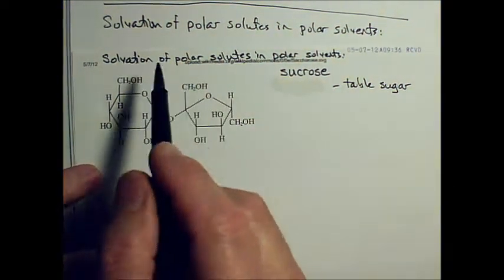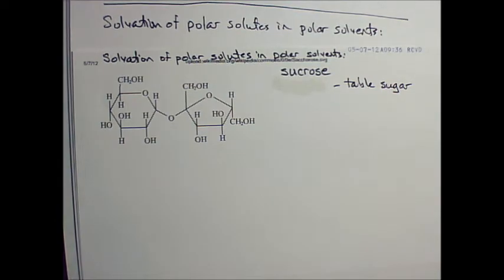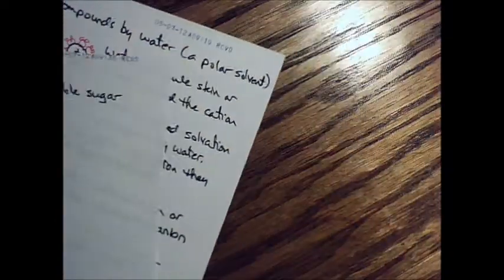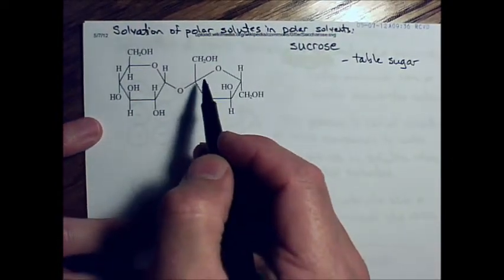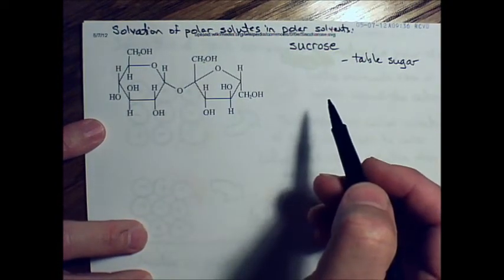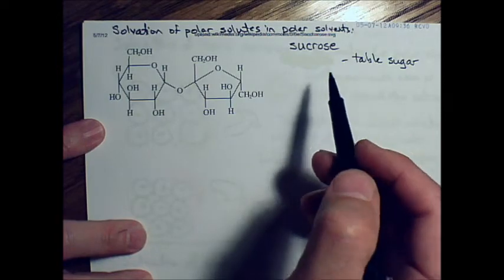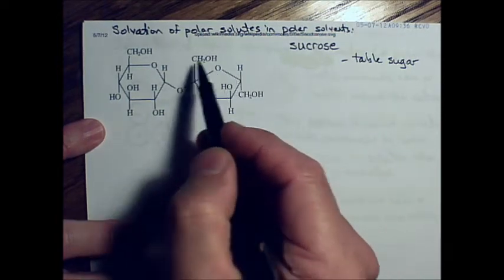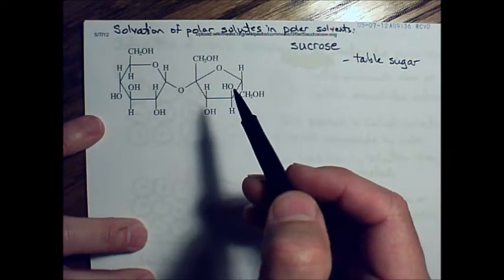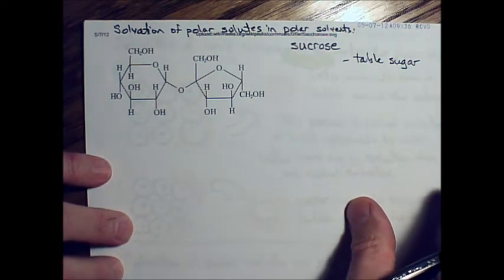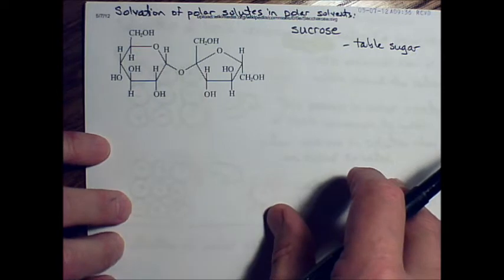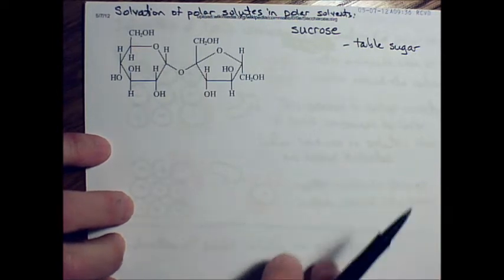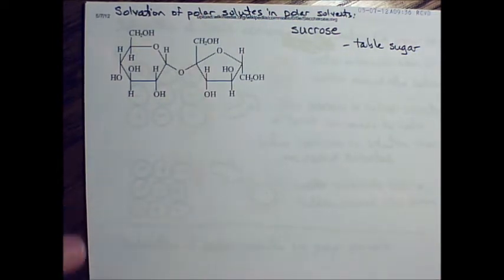Right, so we're talking about the solvation of polar solutes in polar solvents. What I have here is a solute, table sugar. You know that table sugar can be dissolved in water, and it's going to be dissolved in a different fashion than the ionic solute we talked about earlier. Okay, it's still going to be dissolved, but it's a different process. And you also know, I think, that table sugar forms crystals.